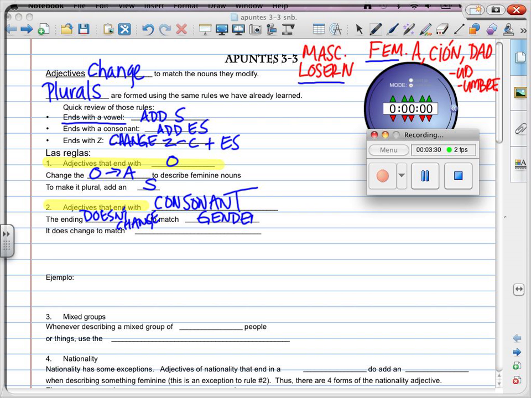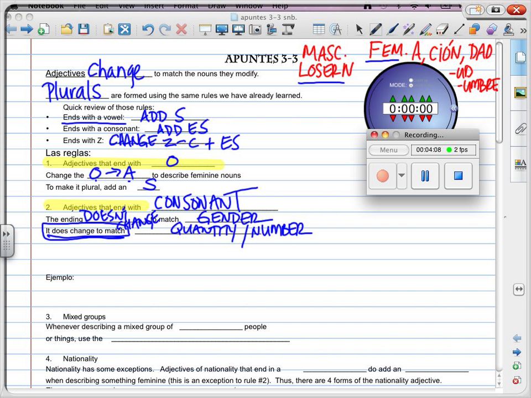All right, so I want you to stop and think about all these big words that we're saying here. Consonants, that's all the other letters in the alphabet besides the vowels. If it ends in a consonant, it does not change to match gender. How do we normally change gender? O and A, right? That's correct. So we're not going to be doing that if the adjective ends in a consonant. So what will we change? It does change, however, to match in quantity or number.